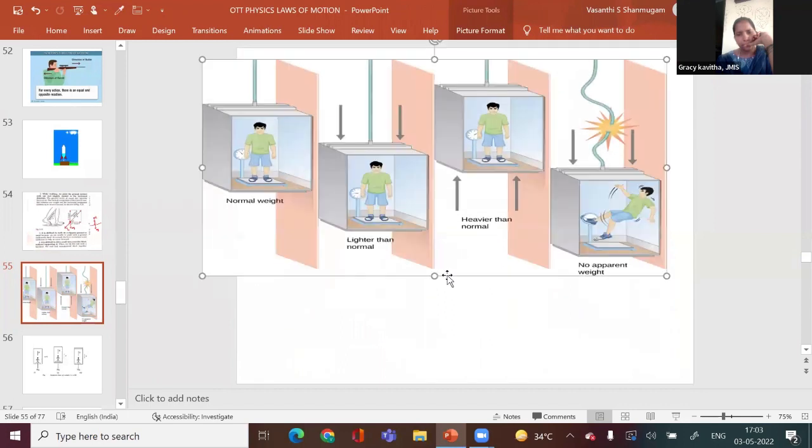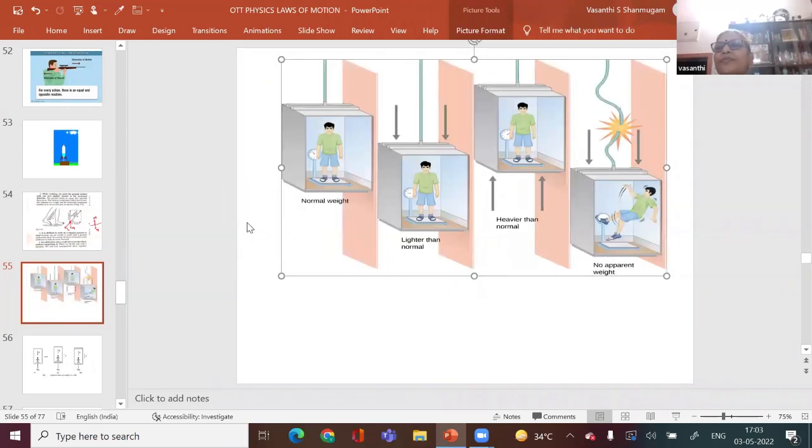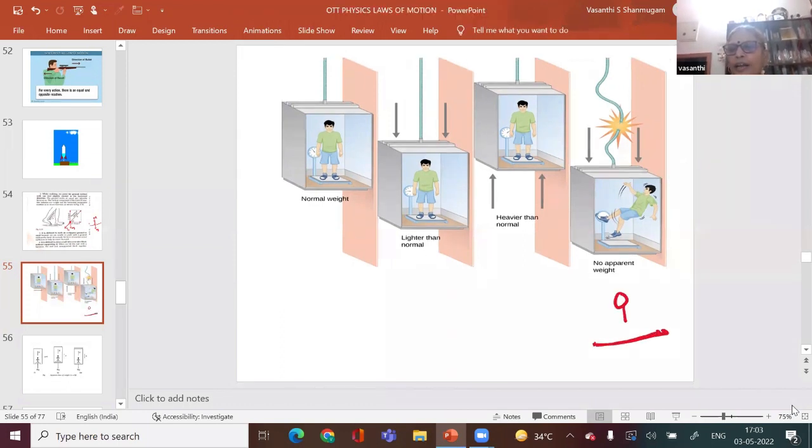What is our weight? Mass times acceleration due to gravity, Mg. As long as we are standing on a surface, we feel the reaction exerted by the ground on us. Suppose the surface suddenly disappears. Can we exert Mg? Mg is not exerted, so there is no reaction. Whenever there is no surface for us to exert that Mg, there is no reaction. That condition is only weightlessness. Not that g vanishes. There is no surface on which we can exert force.